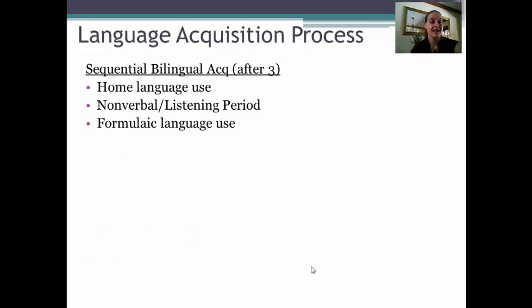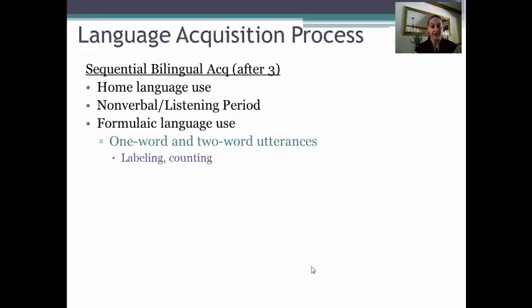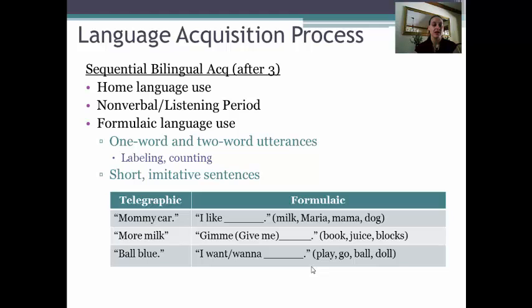Okay. Then the next stage is formulaic language use, and just like we had seen with the other developmental stages, we're going to start with one-word and two-word utterances. So I'm going to give you an example of that. They might start with something like mommy car, or more milk, or bowl blue. Basically very short words, or two words together, to try and express themselves. This doesn't mean necessarily that the children are going to understand what they're saying in terms of the components, such as mommy is a noun and car is a noun, or give ball, give is a verb and ball is a noun. They're not going to understand that piece, but they are going to understand that saying that statement gets them something.